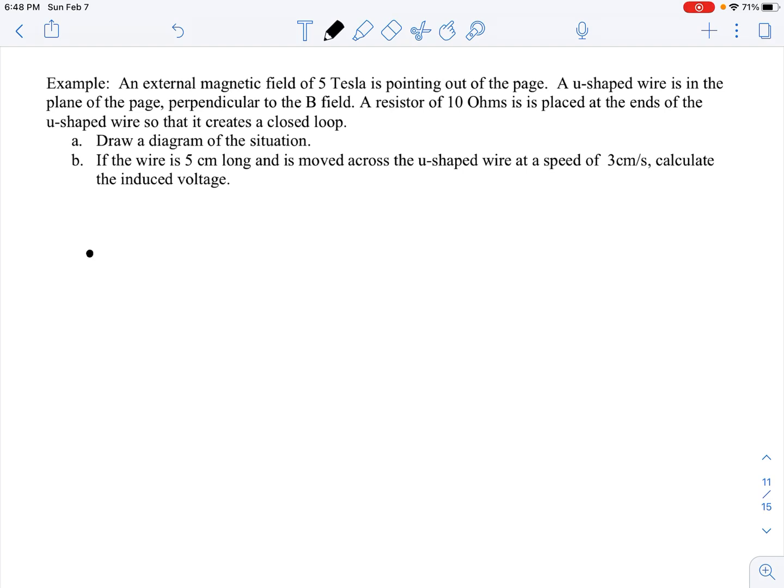Okay, so I'll start with my external magnetic field. It's pointing out of the page, so I'm going to make dots. And it's a uniform field, so I'm trying to space them as evenly as I can. Indicate that that is a uniform field. Okay, that ought to do it.